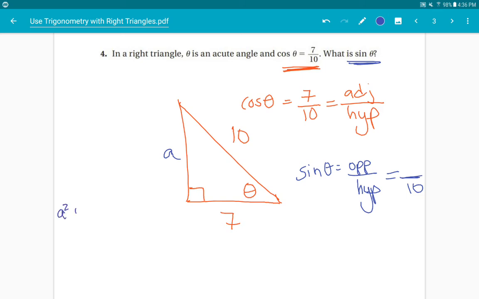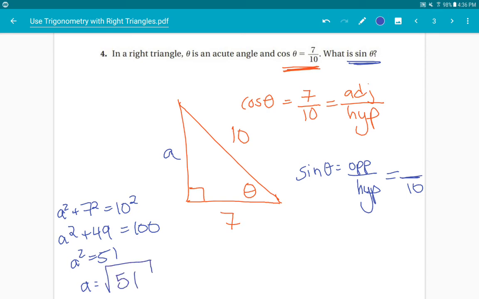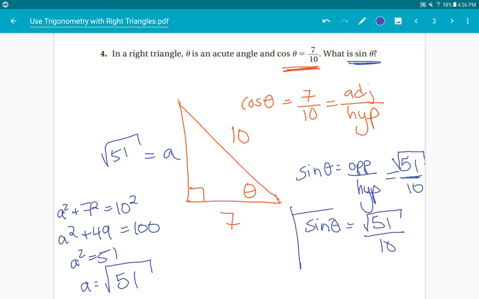So A squared plus 7 squared equals 10 squared. A squared plus 49 equals 100. A squared equals 51. A is equal to radical 51. Okay, so radical 51 is going to be the value of A. So that's also going to be the numerator of my sine value. So sine of theta is just going to be equal to radical 51 over 10. Okay, so that's your function value.